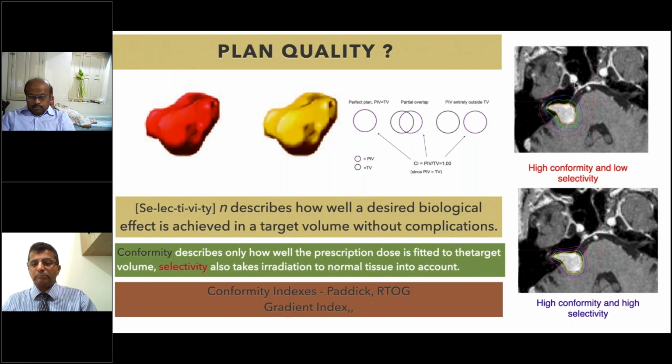Here this is a plan of one patient where we could see that there is high conformity because the tumor is covered perfectly, but the areas which are away from the tumor are also covered, so the selectivity is poor. But in this plan we could notice that there is high conformity and high selectivity. These quality indexes are very useful in clinical setups to compare the plans and to finalize which plan is most suitable for the patient.